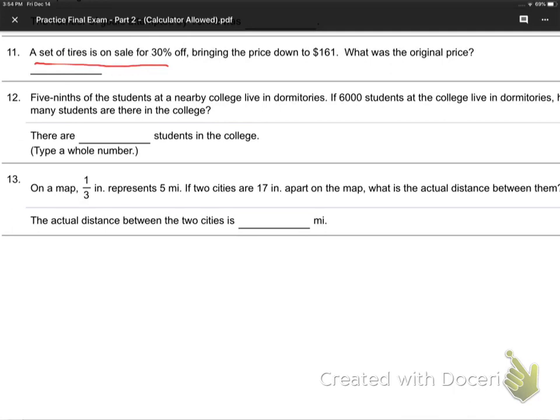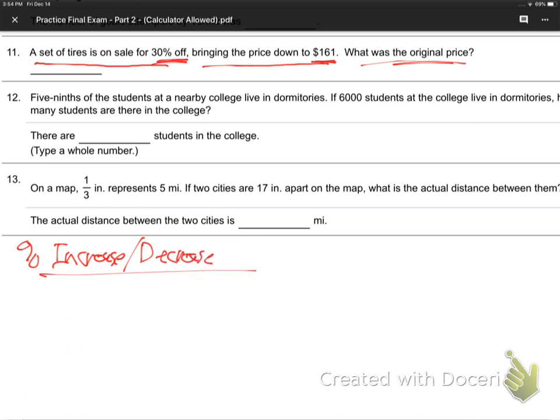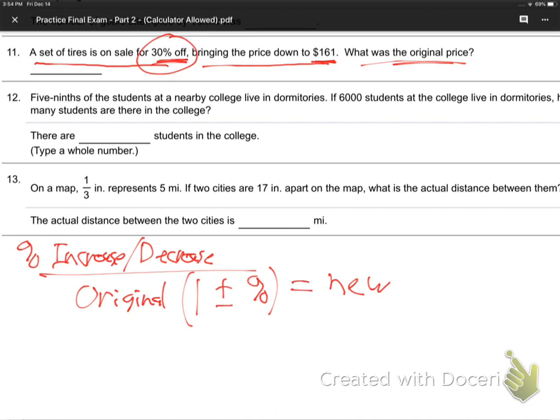A set of tires is on sale for 30% off, bringing the price down to 161. What was the original? Well, for percent increase, decrease, which is what this is, right? 30% off, it's a percent decrease. I gave you the formula. It's original times 1 plus or minus the percent equals the new. And the plus is for the increase, and the minus is for the decrease.